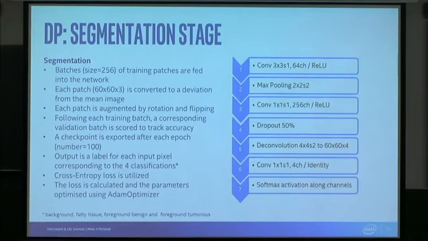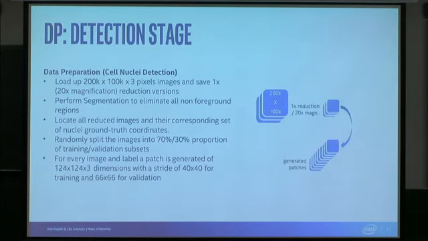This stuff is quite typical: convolutional layers with max pooling, with dropout, deconvolution again, so that we can correspond to the initial input image, and so on. This was the segmentation stage. Then the output of this segmentation stage is forwarded to the input of the detection stage, and here the preprocessing looks kind of the same.